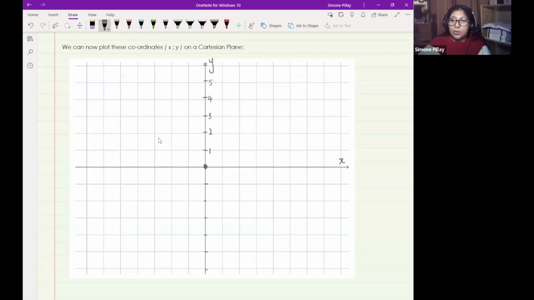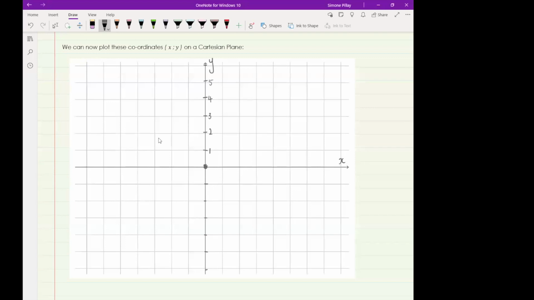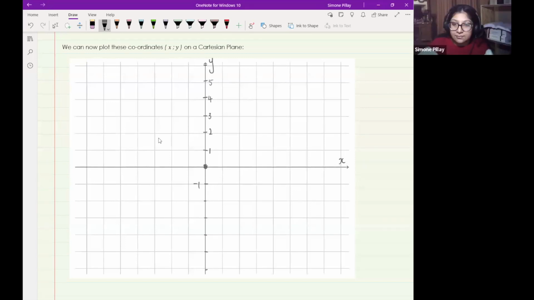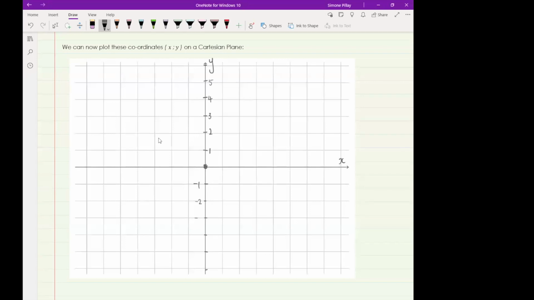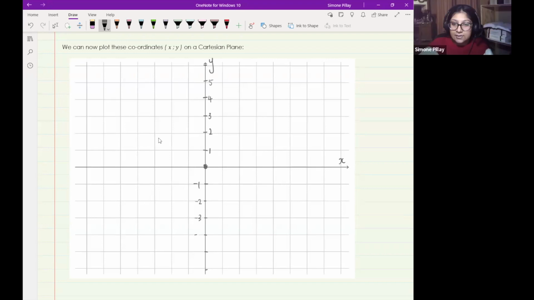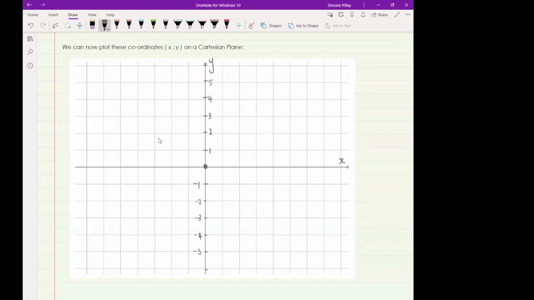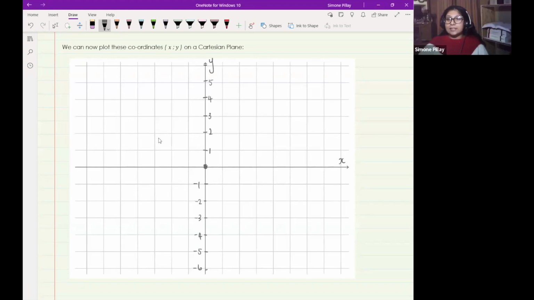And going downwards, what would that be? Okay, so it will be -1, -2, -3, yes, and -4, -5, and -6. Nicely done, Lucille. Thank you so much for that.